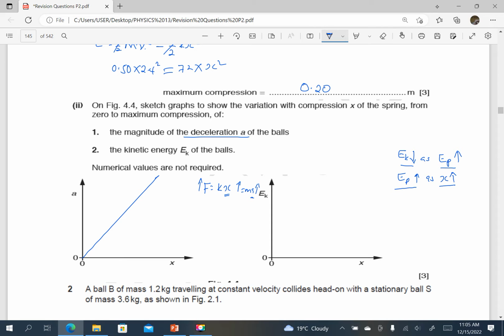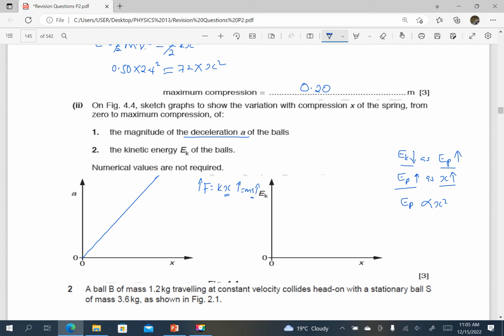Since the elastic potential energy is directly proportional to x squared, it means that a graph of kinetic energy against x is not going to be a straight line. It is going to be a curve. In other words, as x increases, the kinetic energy decreases rapidly, because x is squared, it is going to increase rapidly. It is going to make kinetic energy decrease more rapidly, since they are inversely proportional. Therefore, this is going to be a curve.